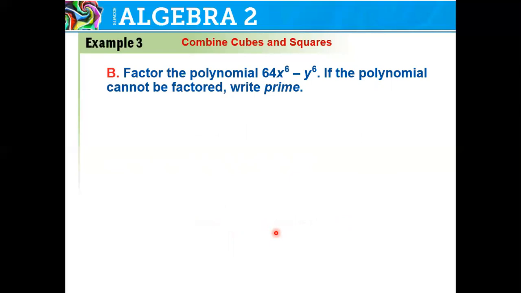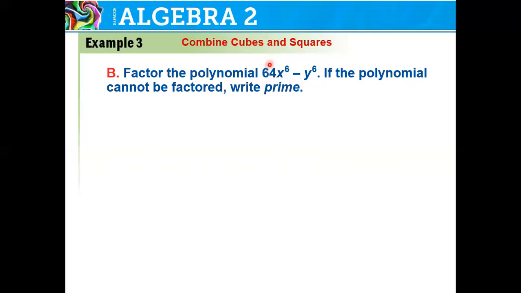Okay, what about this one? Actually, this is a binomial. If I'm trying to think about GCF, there is no GCF at all in these two: 64x to the power 6 minus y to the power 6. Now, some of you could recognize a difference of two squares because 64 is 8 by 8. x to the power 6 can be written as x to the power 3 times x to the power 3.